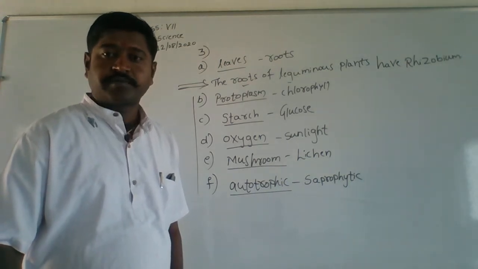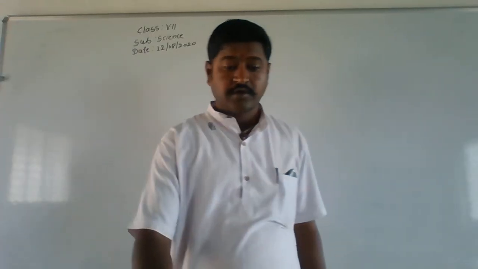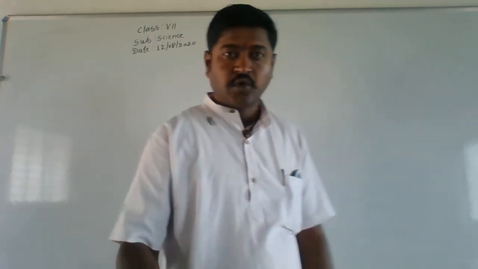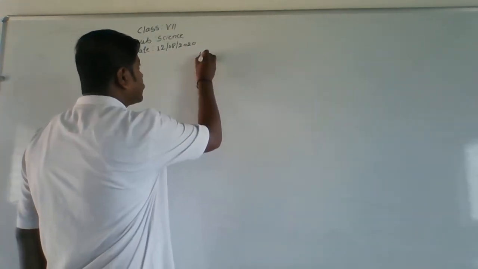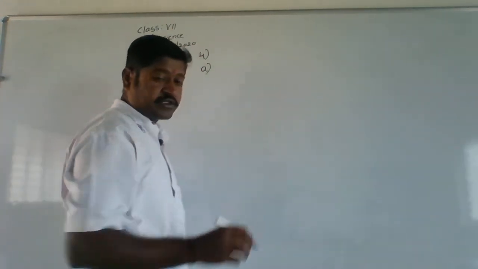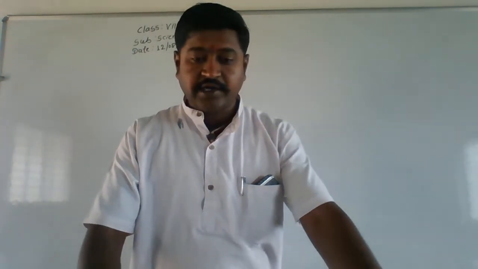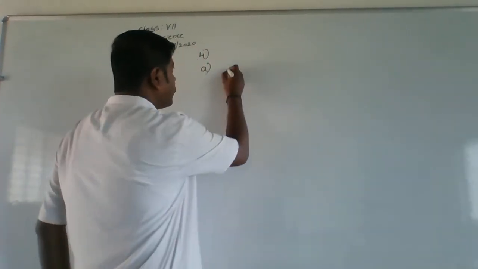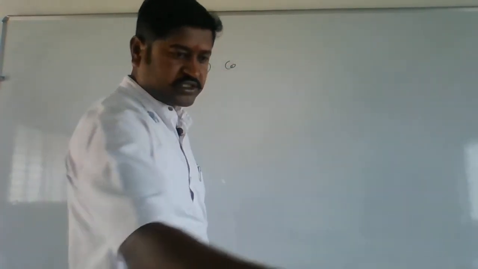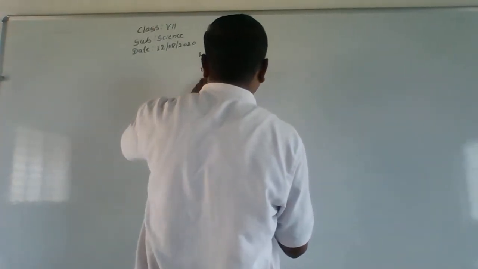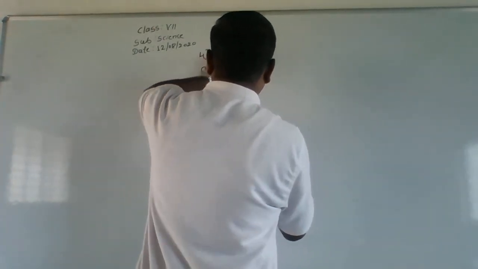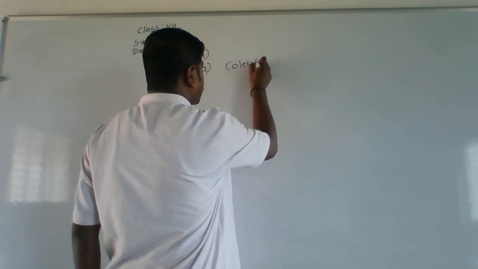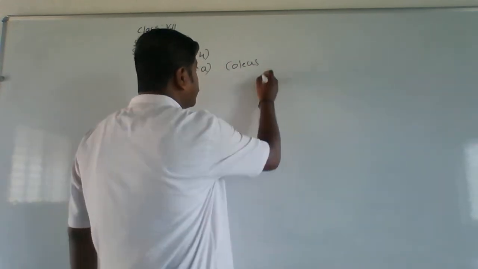Question number 4. Give 2 examples for each of the following. So you have to give 2 examples for each. In main question number 4, the first one is variegated leaves. For that you have to write 2 examples. One is coleus, and the other one is hibiscus.